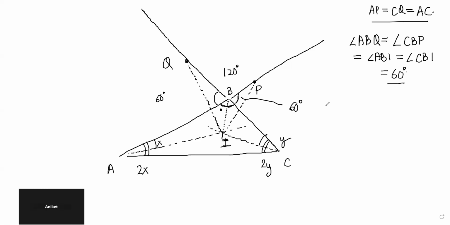As we know that angle CAI is equal to angle IAB, and we know that AP is equal to AC, and we know that AI is common, we have proved that triangle CIA is congruent to triangle PIA. Means IC is equal to IP. CIA is equal to PIA.